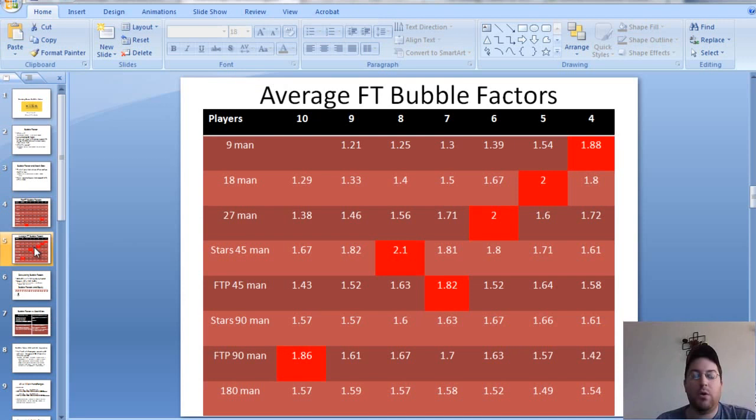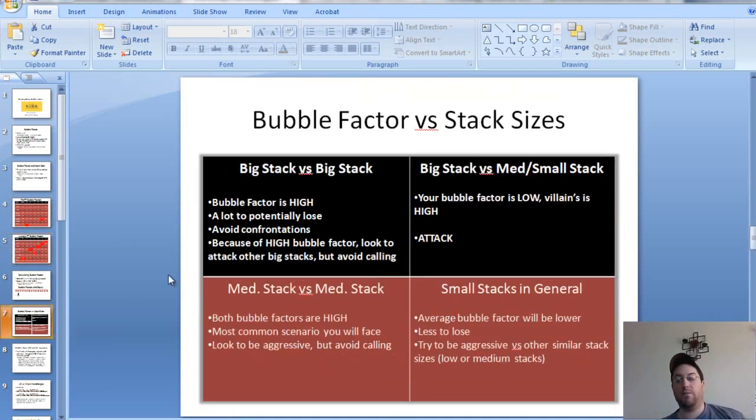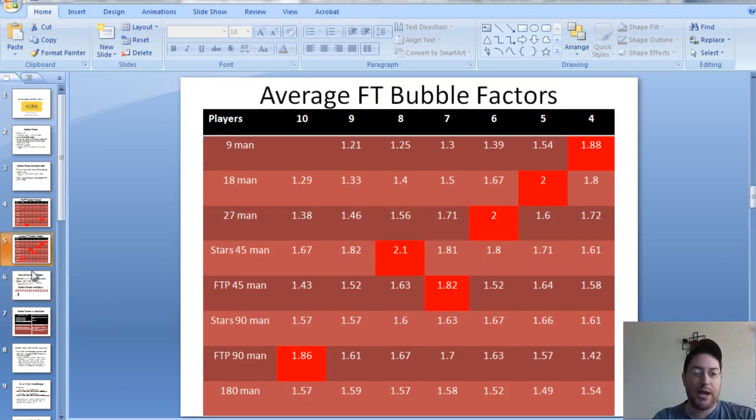Well, what happens when people don't have the same exact stacks? Here's a chart that looks very familiar if you read Kill Everyone, it's very familiar to what's in that book. But it essentially gives the relationship now with your stacks. We talked a lot in here about the actual pay jumps and how the payout, a flat payout or a more top-heavy payout, will affect your bubble factor. With a more top-heavy payout, your bubble factor will be lower as you approach the money.